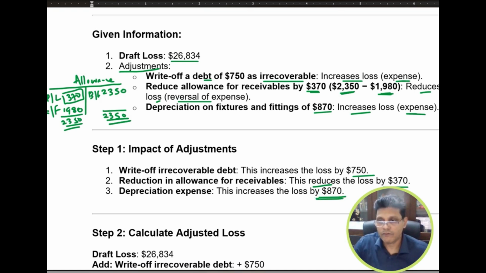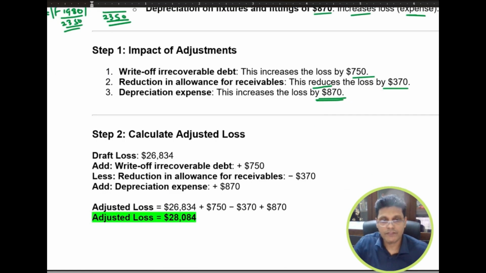So your calculated adjusted profit will turn into a loss. What you need to do is, 26,834 is the loss. You need to add back the write off of 750, and you need to reduce the loss by 370. Again, you need to add back 870 for the depreciation expense. That will increase the loss. So once you make these adjustments, your adjusted loss will be 28,084. So this is the answer for this particular question.